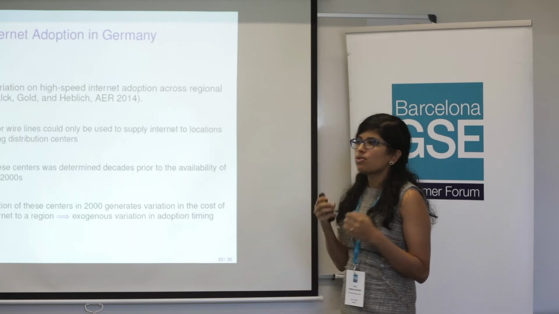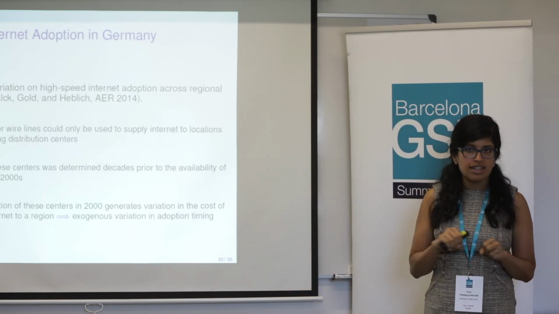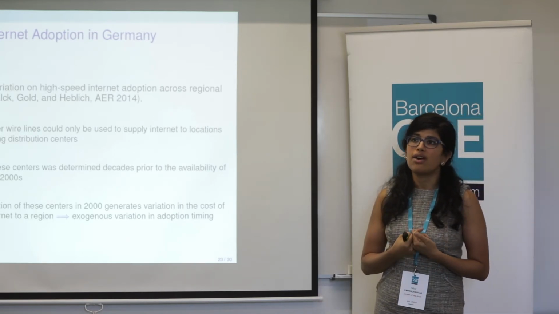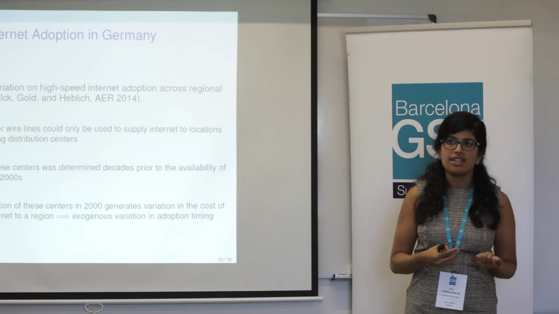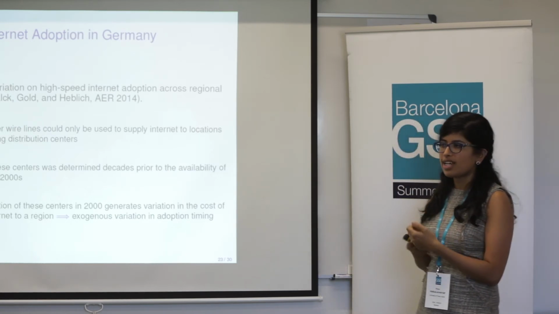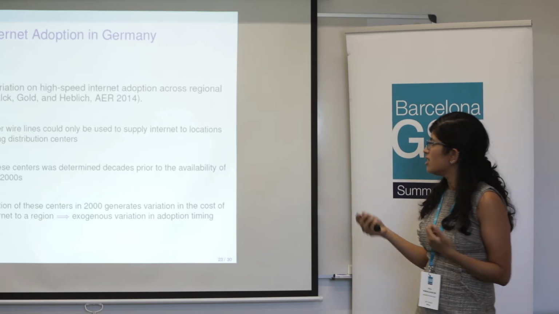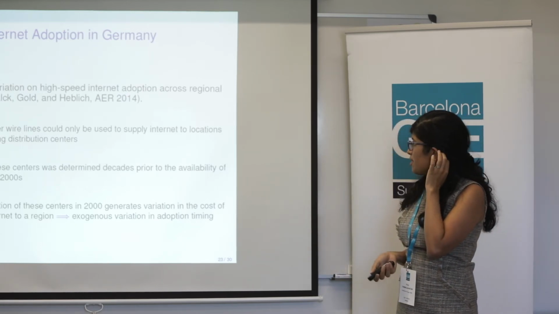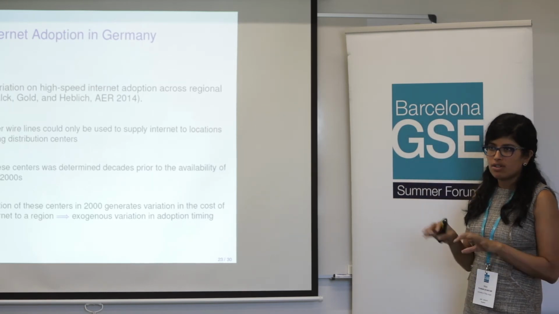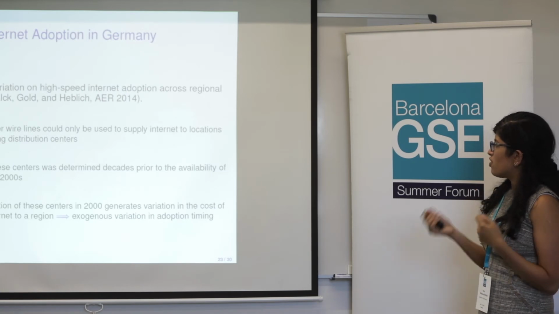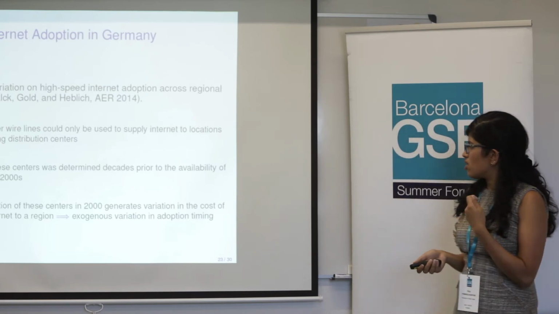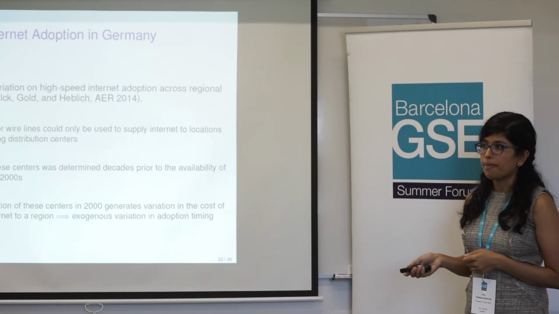For municipalities where MDFs did not exist, it was extremely costly to lay down an entirely new network to get internet, so those places got high-speed internet a lot later. So we get quasi-random variation across German regions from this. Basically, we're going to use the location of these MDFs in 2000 to generate exogenous variation in the cost of supplying internet to a region, and so exogenous variation in adoption time.